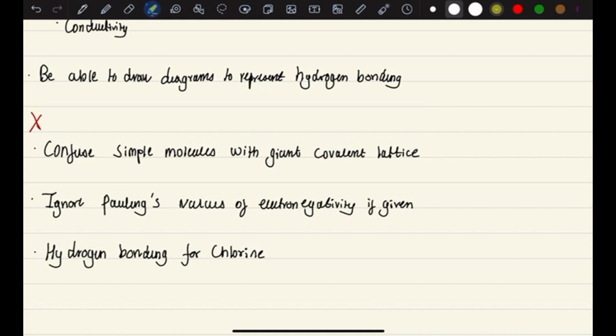And then hydrogen bonding for chlorine. I think this is just another misconception. I think a couple of people think chlorine forms hydrogen bonding as well. It doesn't. Your specification tells you that the ones that do hydrogen bonding are nitrogen, fluorine, and oxygen. So just stick to that.